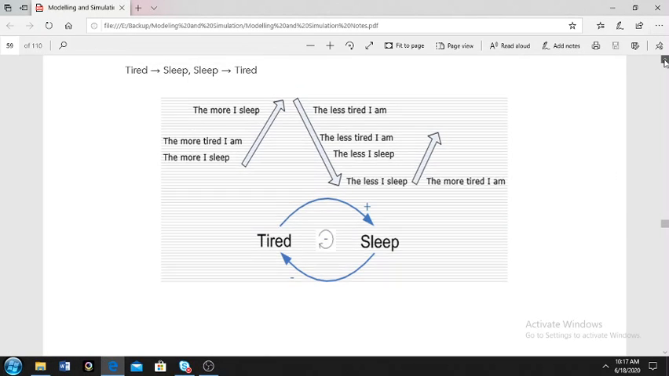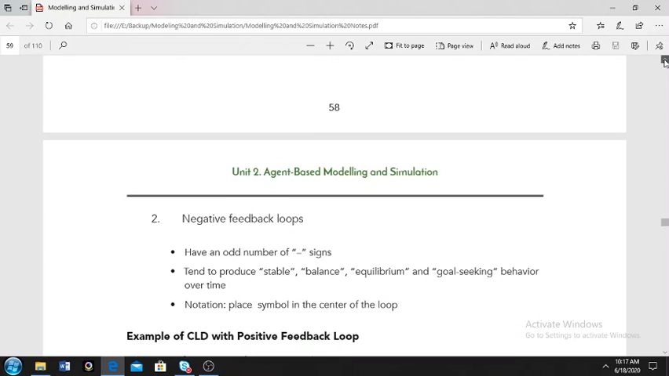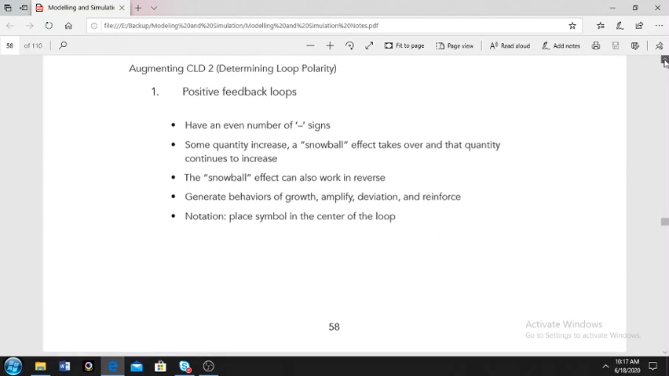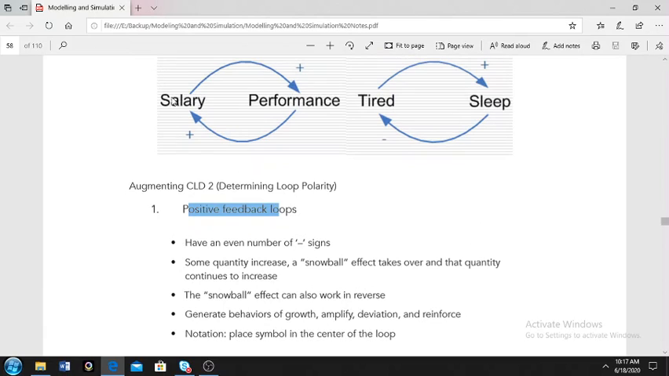So we were talking about feedback loops, which are negative or positive. Now, positive feedback loops are when you move from more to more, or when you move from less and you reach less. So it is still positive.